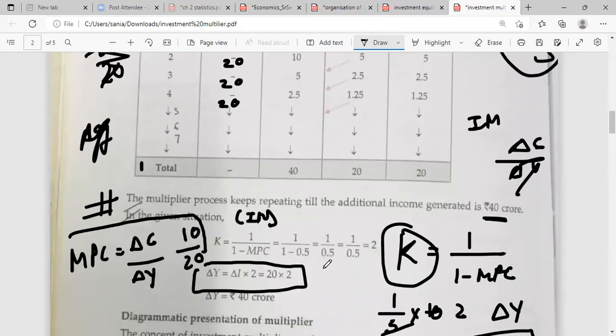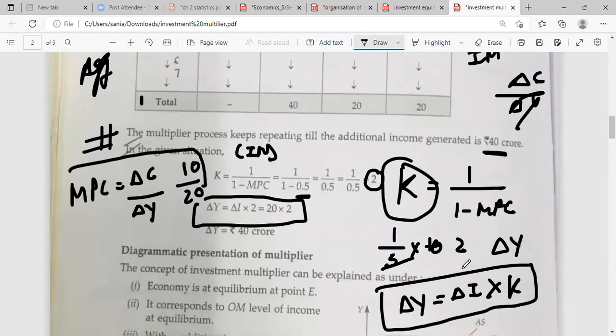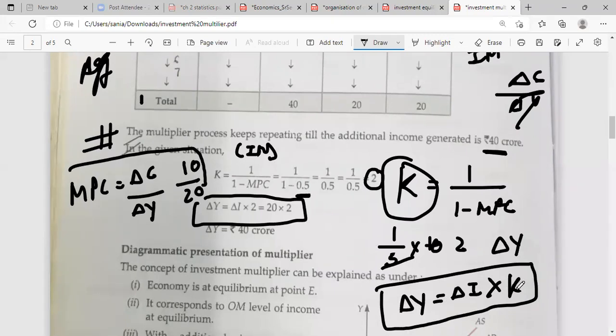So when you divide it, you will get 0.5. Putting the value, 1 upon 1 minus 0.5, you get 2. So now your K is 2. Then this is your second formula, which is delta Y equals delta I multiplied by K. Over here I have written it.